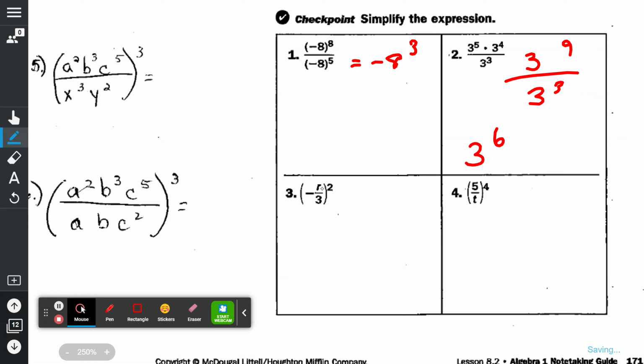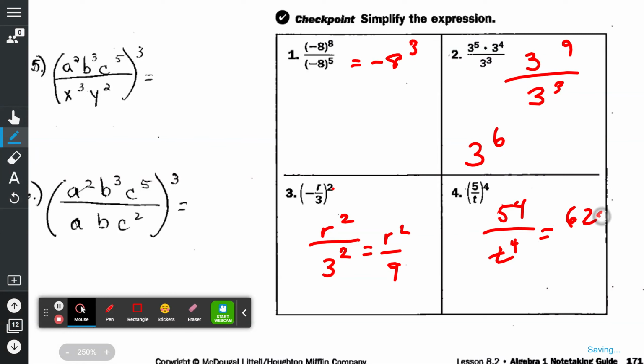This one, again, a negative squared, the final outcome is positive, so it's r squared over 3 squared, which would be r squared over 9. And this would be 5 to the 4th over t to the 4th. And 5 to the 4th is 625. If you don't know that, you can use a calculator.